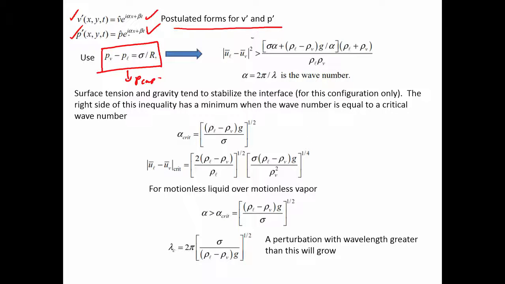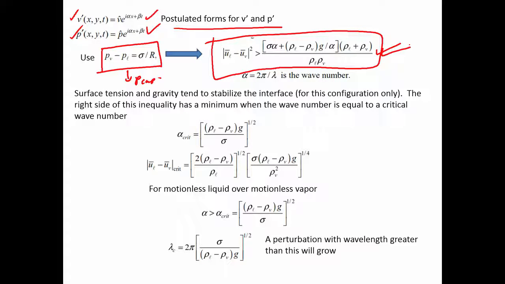Based on these postulated forms, one can show, and this is not a linear stability analysis class, so we are not going through the detailed math of how we are arriving at this, an expression like this. That means the square of the velocity difference between the two phases, not the perturbed, but the mean velocity, and you have taken the absolute value of that and squared it. So it does not matter which one is positive or negative, which one is slow or fast. That is given by this particular expression.